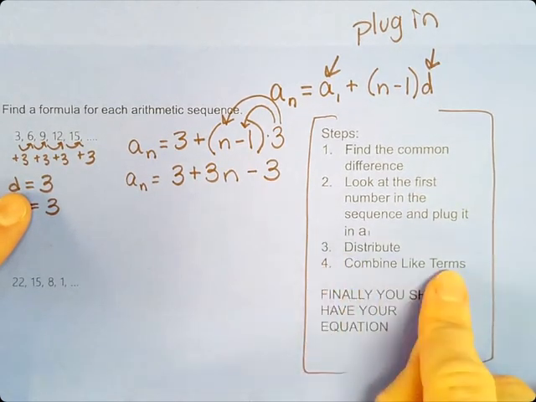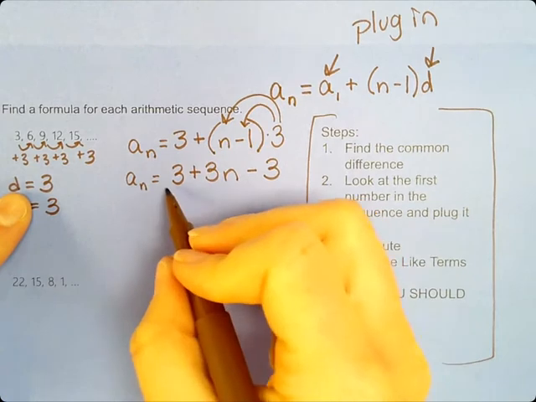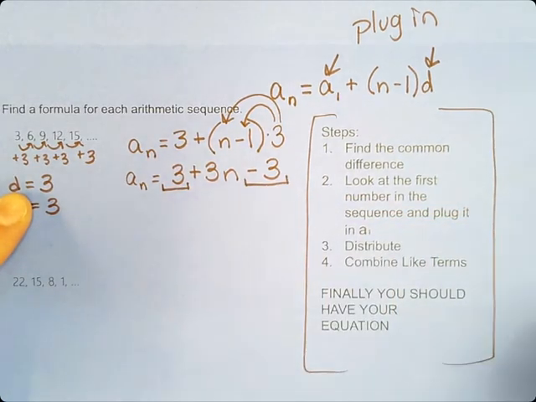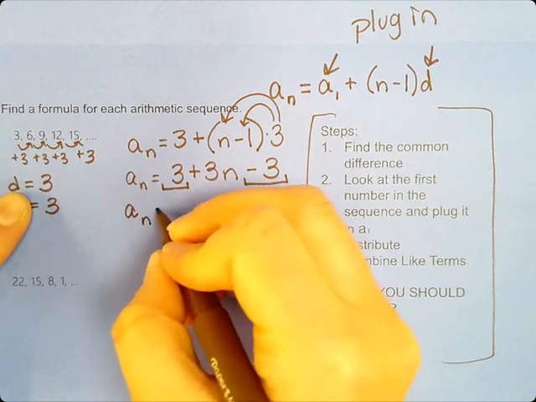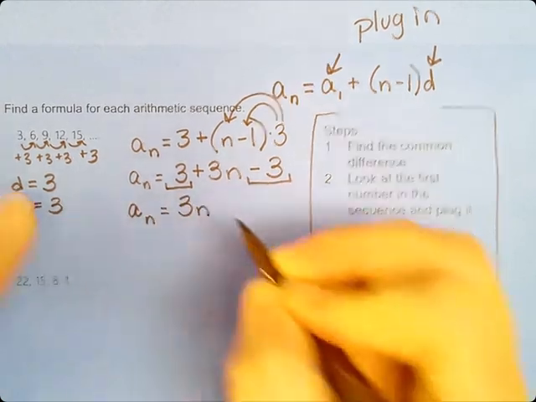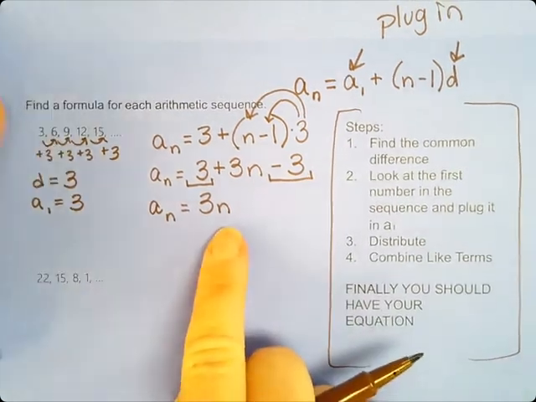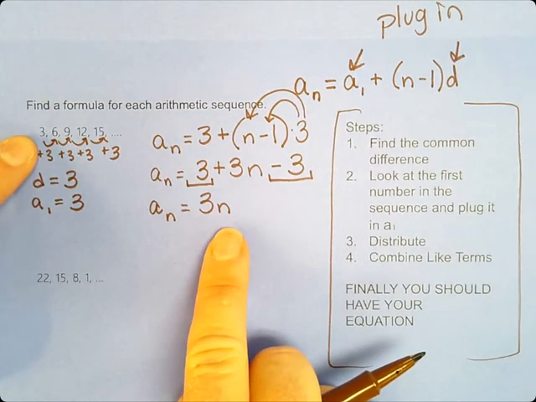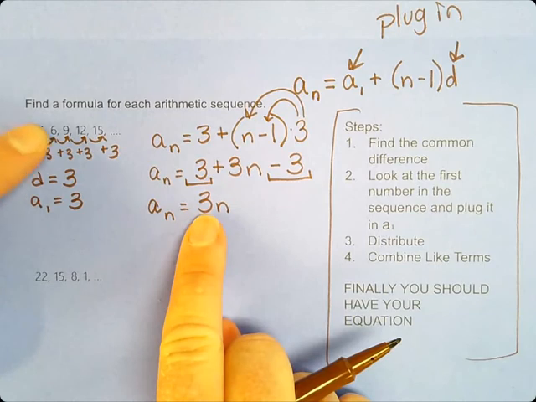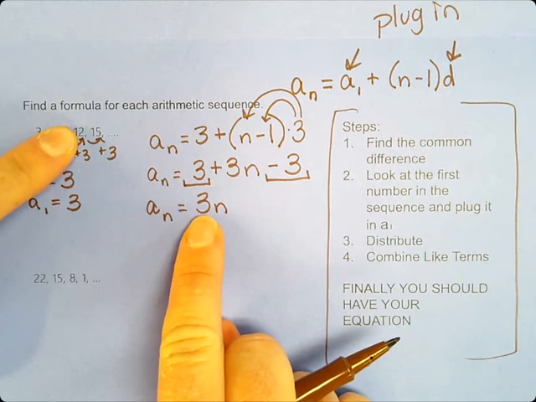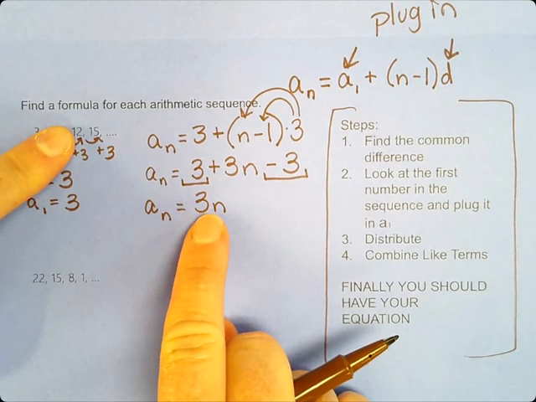Part 4 is combine like terms. So what terms will you combine? 3 and -3. What happens with 3 and -3? Zero. So it's just AN equals 3N. Would that make sense with this? 3 times 1 is 3. 3 times 2 is 6. 3 times 3 is 9. Yes. 3 times 4 is 12. So it's multiples of 3. 3N can get you multiples of 3.